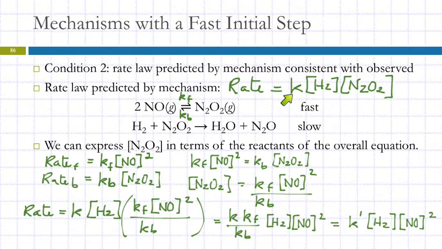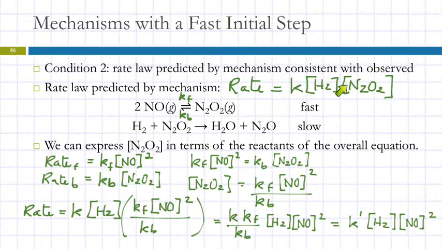This constant, we can't really figure that one out easily. I mean, we could if we really worked at it, but we can't figure it out easily because we don't know what this concentration is. Right? We predict this rate law because of this elementary step. These are the two molecules that are actually colliding and reacting with each other.